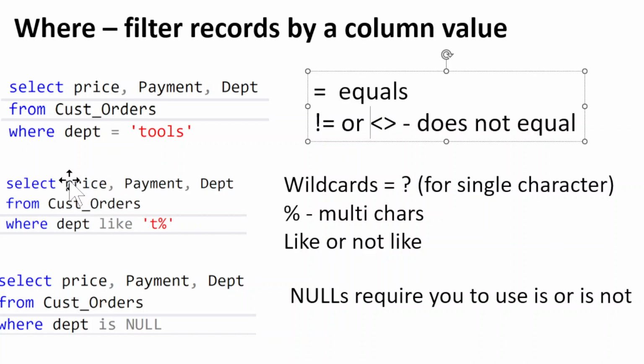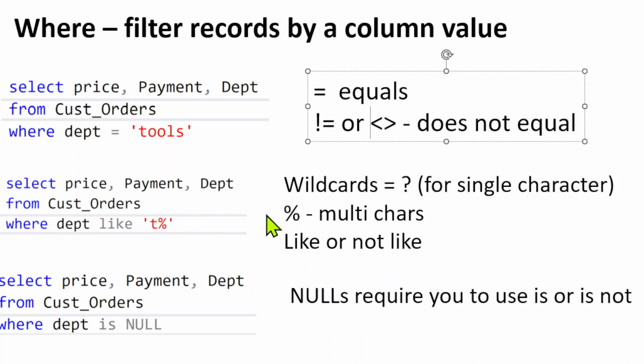All right, now we want to look at some wildcards. We can't use equals anymore; now we have to use LIKE. So we can say WHERE department LIKE 'T%', with the percent sign as the wildcard. This means I want every department that starts with the letter T.